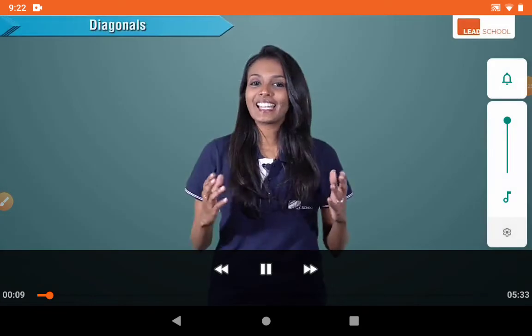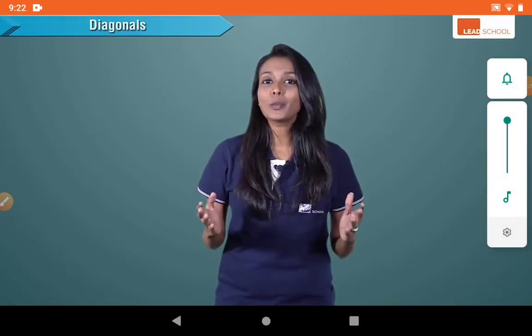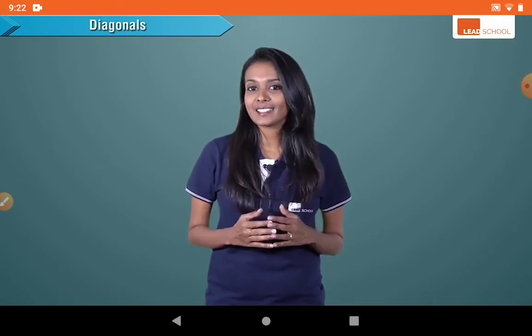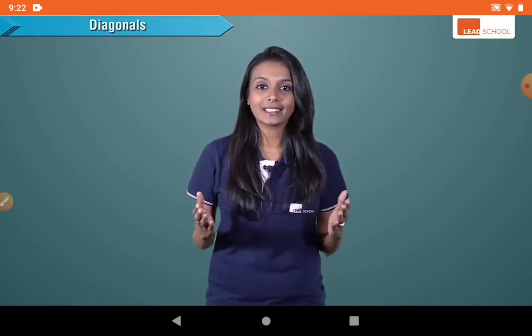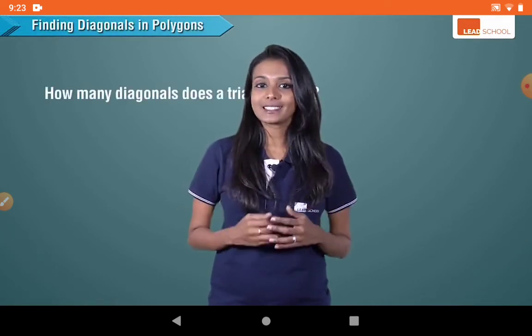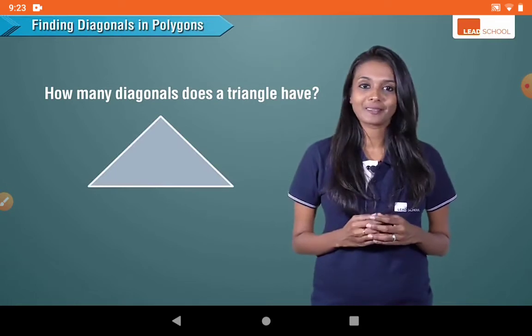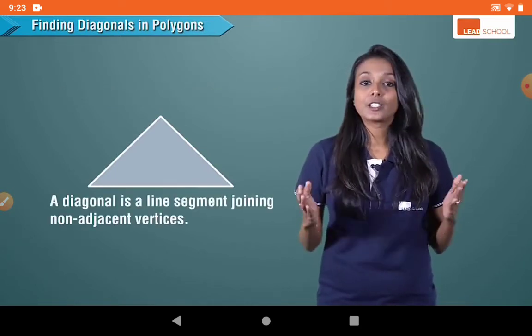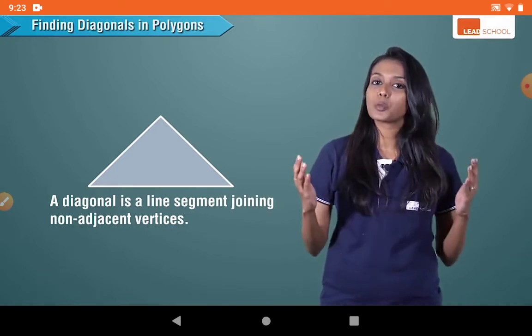Hello students, today we will derive a formula for finding the number of diagonals in a polygon. Let us start by looking at the number of diagonals in some polygons. Do you know how many diagonals a triangle would have? A diagonal is a line segment joining non-adjacent vertices.